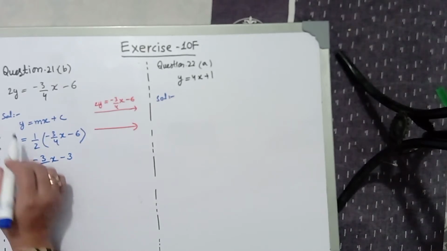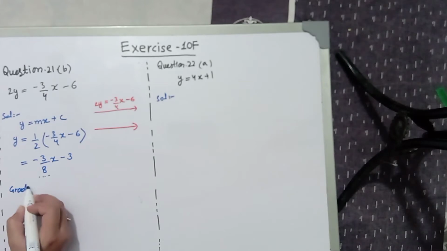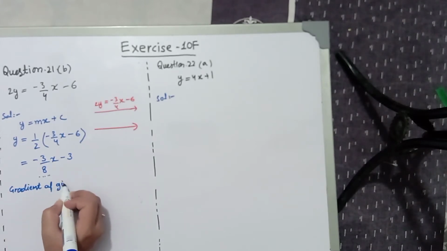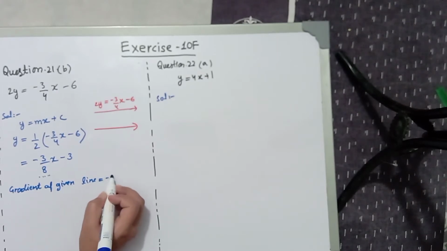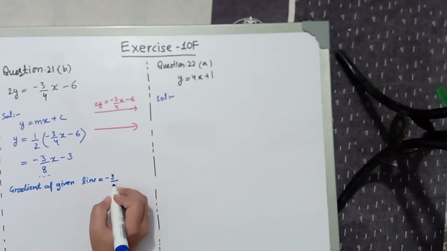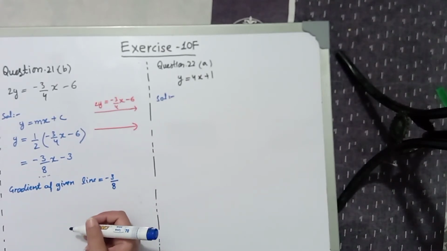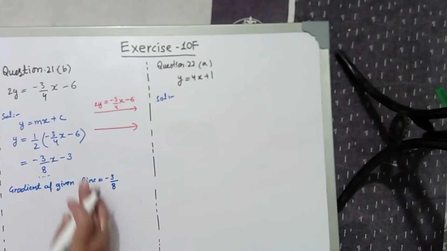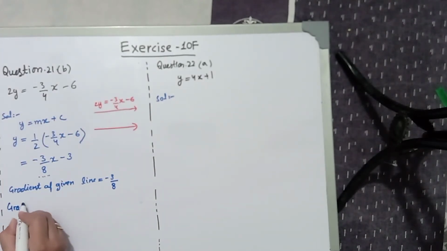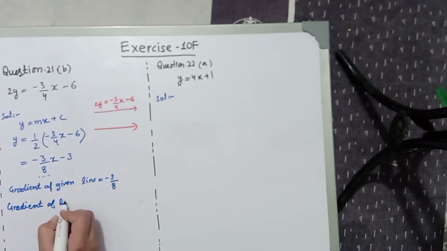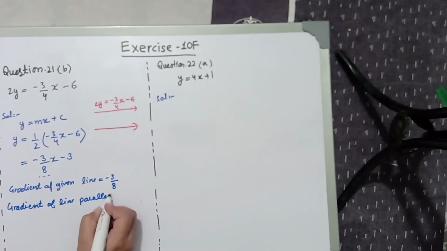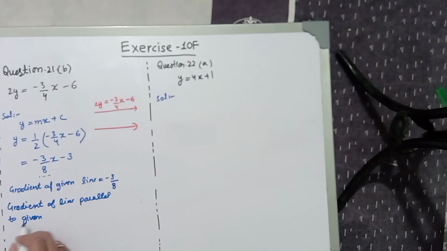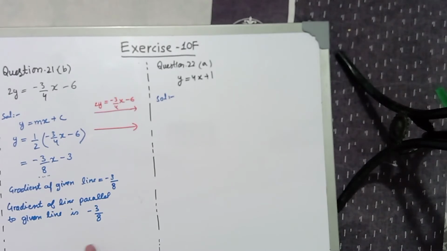So from here I can see that the gradient of the given line is minus 3 over 8, right? Likewise, the gradient of the other line will be minus 3 over 8, which is parallel to this line. So I'm going to write that the gradient of the line parallel to the given line, or you can write the equation of the line here, is minus 3 over 8. So that's all we need to find, right?